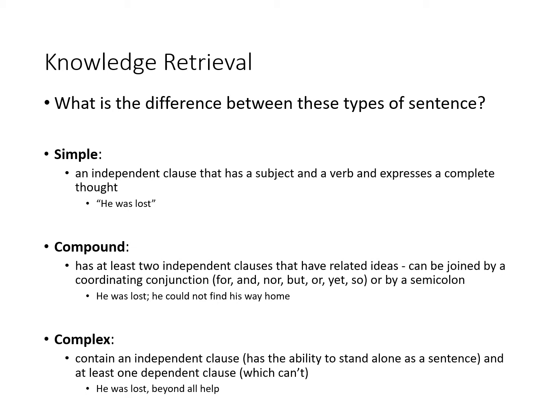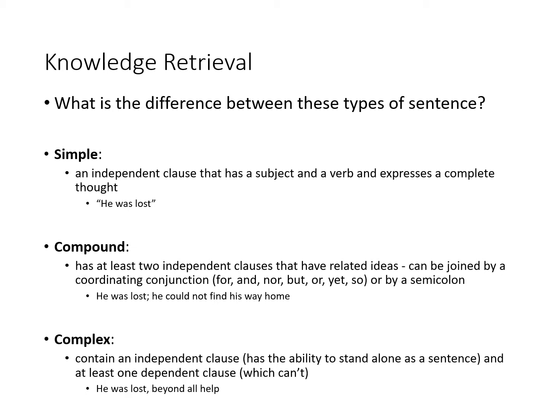A compound sentence has two independent clauses that have related ideas. They can be joined by a coordinating conjunction, or by a semicolon. For example, he was lost; he could not find his way home. Each part makes sense on its own. You could put a full stop where that semicolon is, and that would still make sense, but then you would have two simple sentences. By using the semicolon, it becomes a compound sentence.